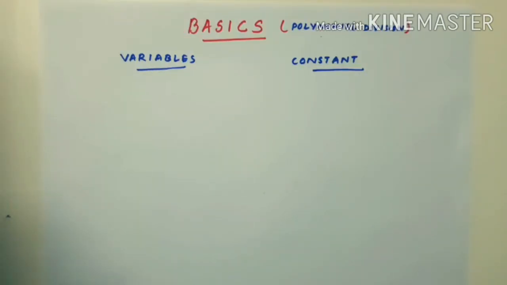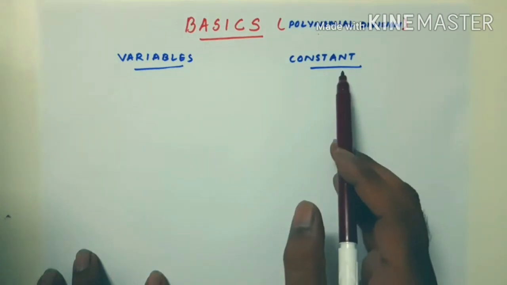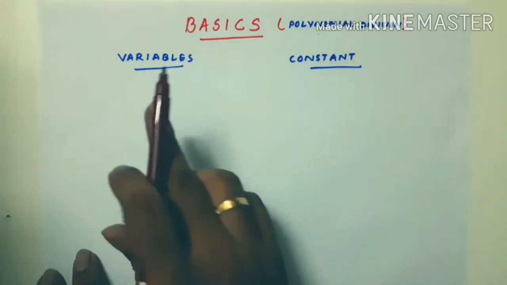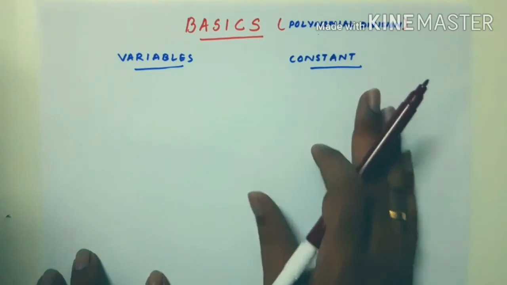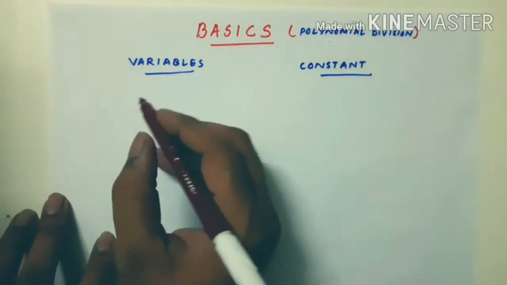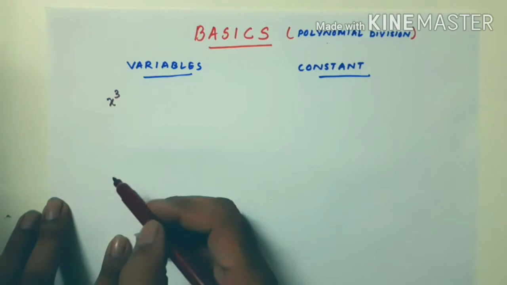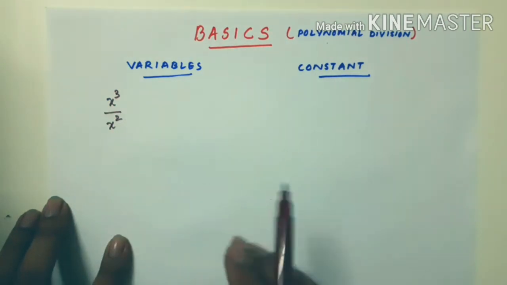Before that, let's learn some basics about polynomial division. We know a polynomial consists of variables and constants. Whenever we are dividing any polynomial by another polynomial, variables will be divided by variables, and constants will be divided by constants. Let's see some basic rules while dividing. When we go for variables, suppose we have a variable x to the power of 3 and we are dividing it by x to the power of 2.